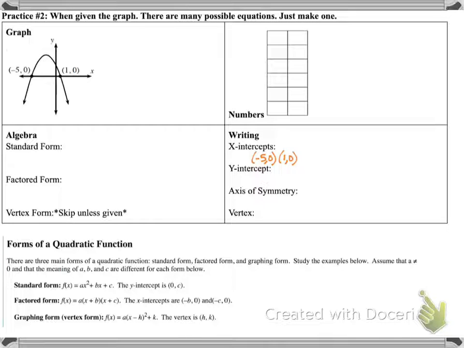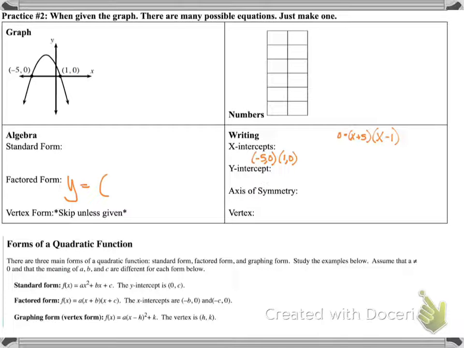And if we remember going from our x-intercepts using our zero product property, we have to switch those signs. So my factors are x plus 5 and x minus 1. And that's going to get me my factored form right away.